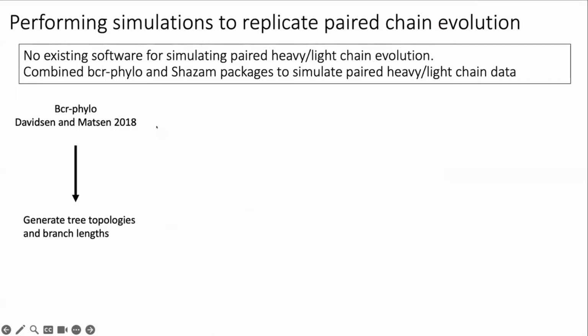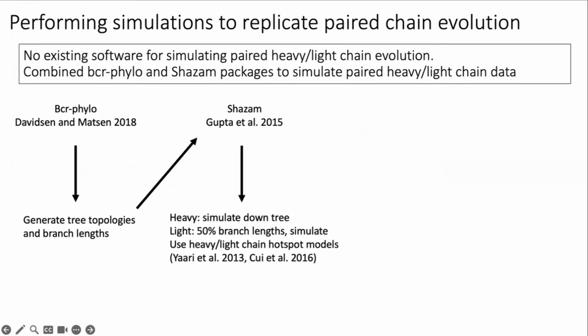Now, to benchmark phylogenetic methods, we really need some kind of simulation framework. And currently, there was no existing software for simulating paired heavy and light chain BCR evolution. So we used a combined approach, including BCR Phylo, which was developed by the Matsen group, and the Shazam package, which has functions for simulating sequences. With BCR Phylo, we generated tree topologies and branch lengths. We then used the shmulateTree function in Shazam to shmulate heavy chain sequences by iteratively adding mutations down each of the trees.